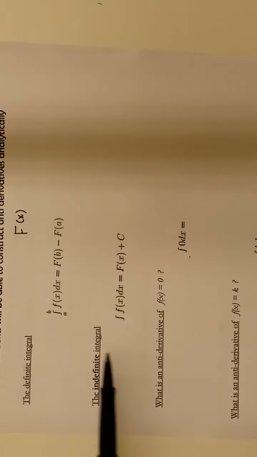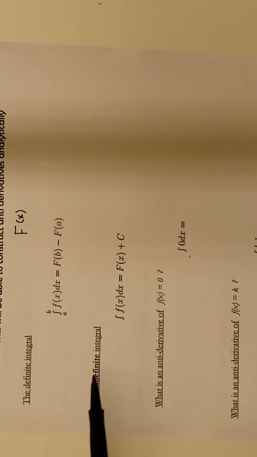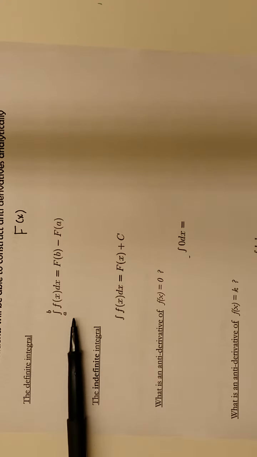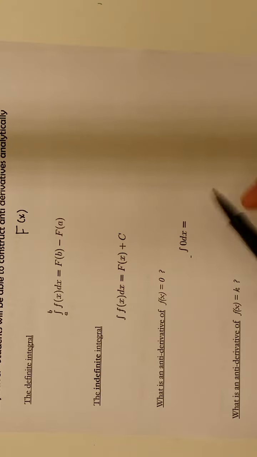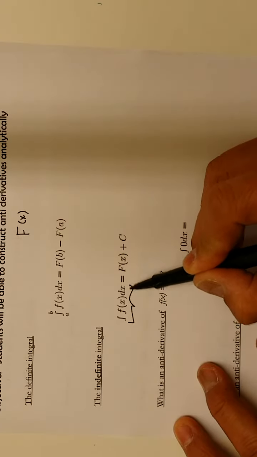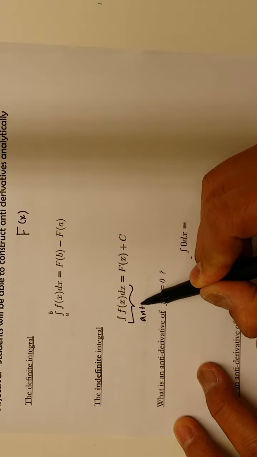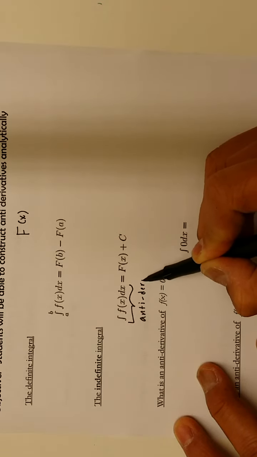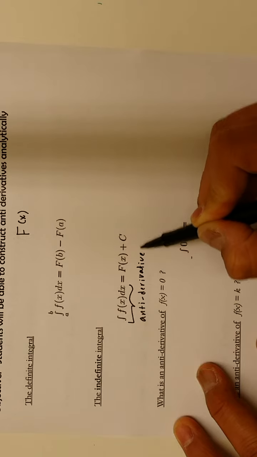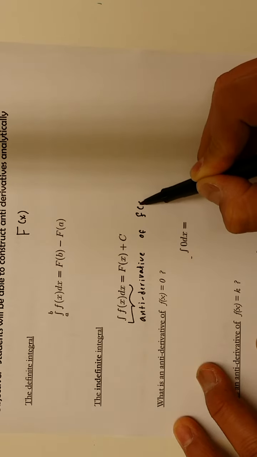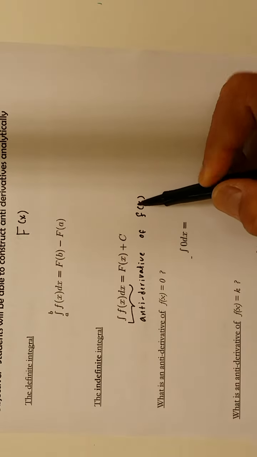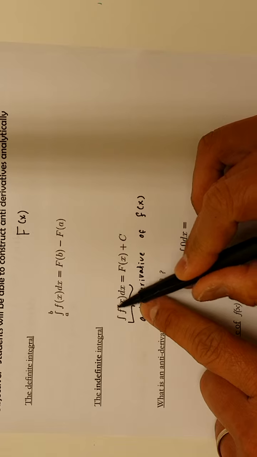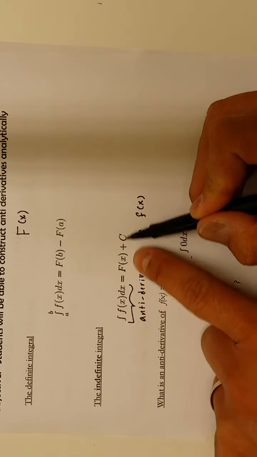The difference between a definite integral and an indefinite integral is that an indefinite integral doesn't have a lower or upper bound. It's just an integral sign, and when you see this symbol, it stands for the antiderivative of little f. And usually we call that big F plus c.